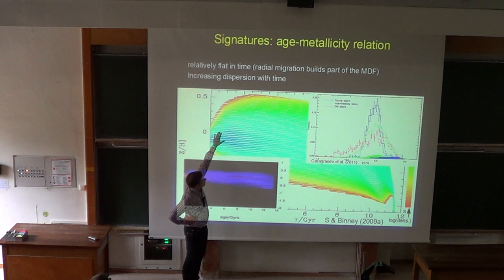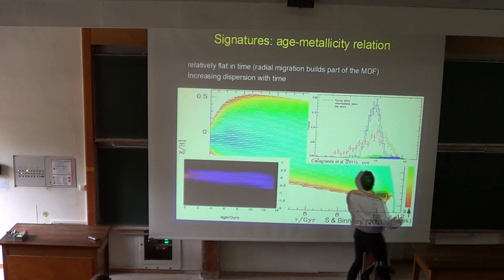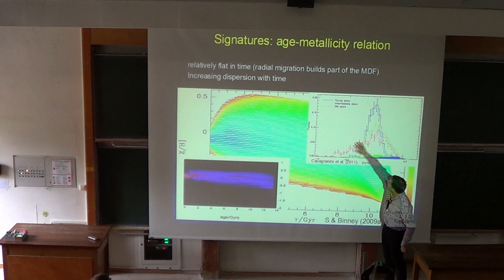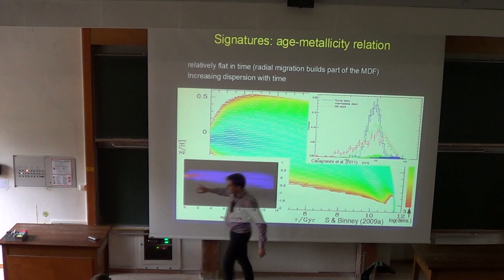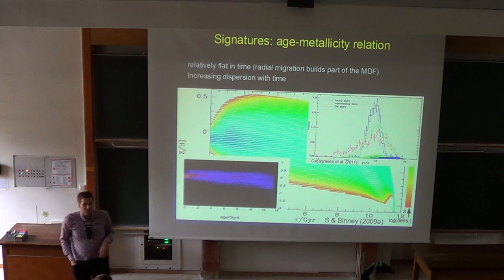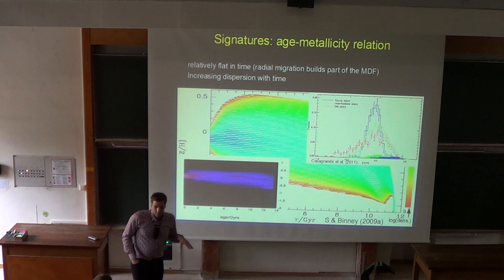for comparison. And here I've got the metallicity distribution functions at, in blue, very young ages, green intermediate ages, and very old ages. So you see how the distribution widens while the mean metallicity of your distribution just stays the same. And this increased scattering, constant metallicity, can only be explained by migration.